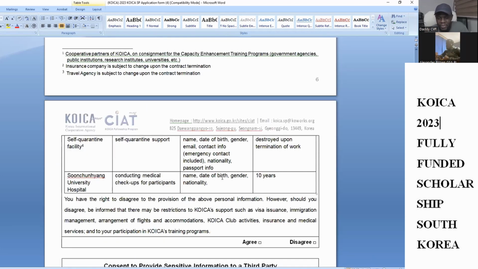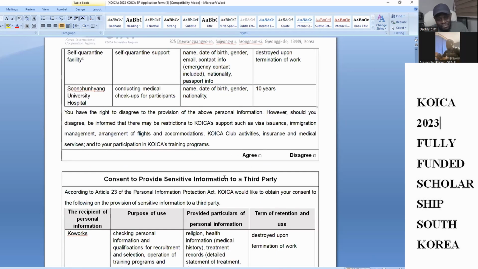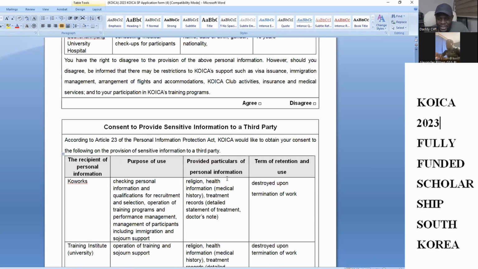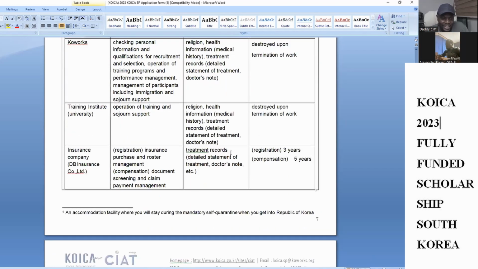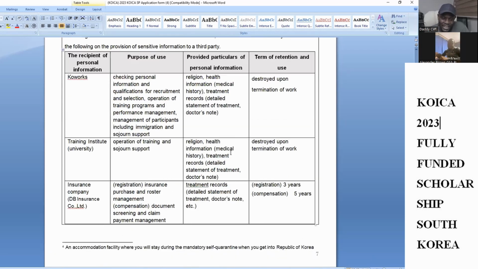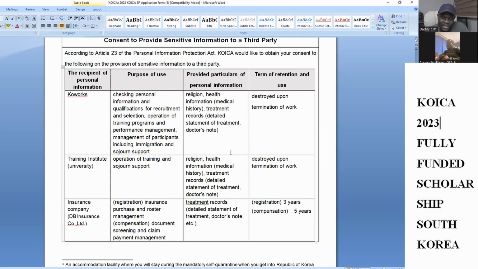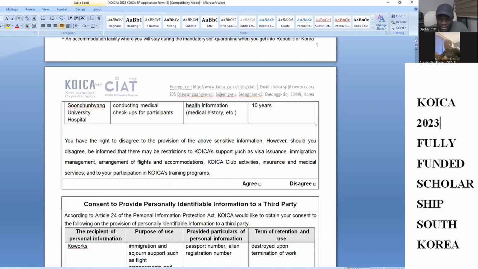For this one, you just have to agree. You just agree and consent to provide sensitive information to a third party. You simply agree. It's not like it's working to your disadvantage. It has never worked that way. So you just simply agree and move to the next.